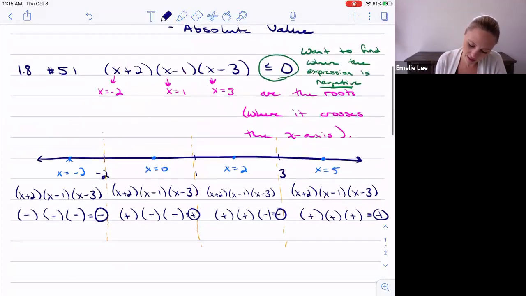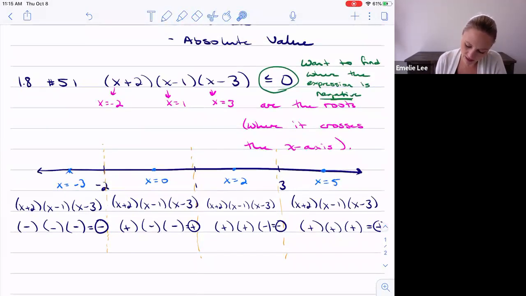So in terms of where is this thing negative, right? The region that we're looking for is here. So from -infinity to -2, and then between 1 and 3 is also where it's negative.